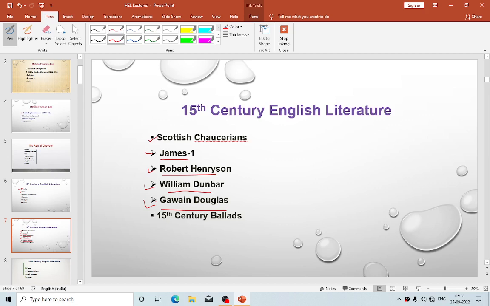Douglas' fame rests on his translation of the Aeneid, written by Virgil. It was the first translation of this classic to appear in any British language, and as such has some historical importance as anticipating the humanism of the Renaissance.